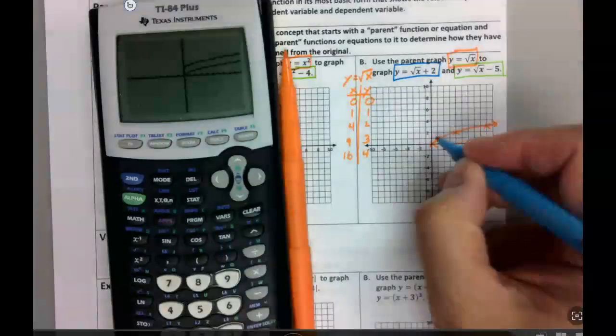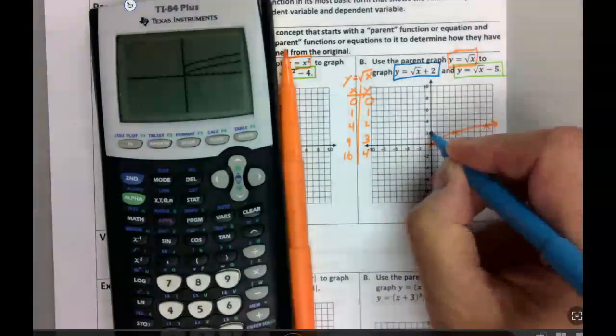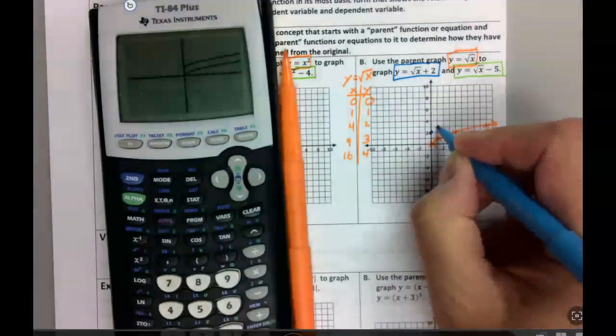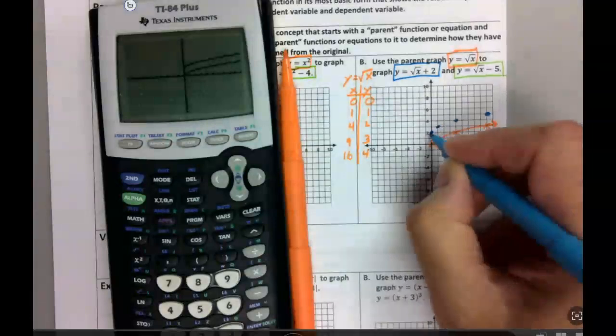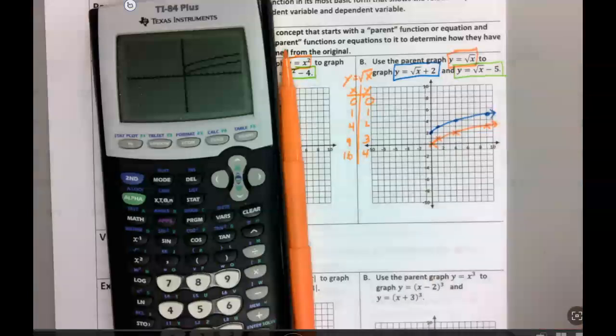So I'm going to take all those points and count up 2. 1, 2. 1, 2. 1, 2. 1, 2. So it should look like that, correct?